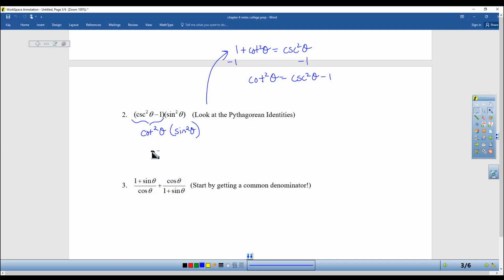And now we're similar to what we were before. Now, because this is cotangent squared, cotangent is cosine over sine. If it's cotangent squared, then it's cosine squared over sine squared. So I'm going to replace this with cosine squared theta over sine squared theta times sine squared theta. These cancel, and I get cosine squared theta.